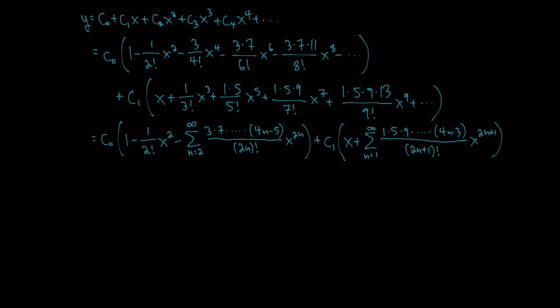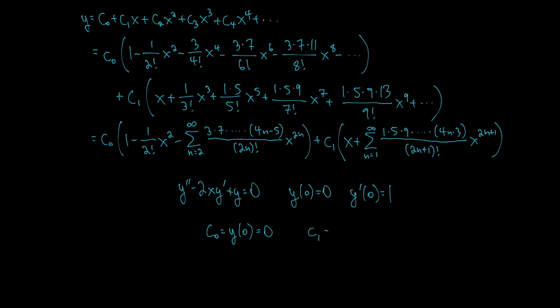imagine that we had an initial value problem. So let's say we still had y double prime minus 2x y prime plus y equals 0, and we had the initial values y of 0 equals 0 and y prime of 0, let's say it was equal to 1. In that case, notice plugging in 0 for x kills off all of these guys. They all become 0. So we're just left with c0 times 1. So that means that c0 is equal to y of 0, which is 0, and c1 is similar.